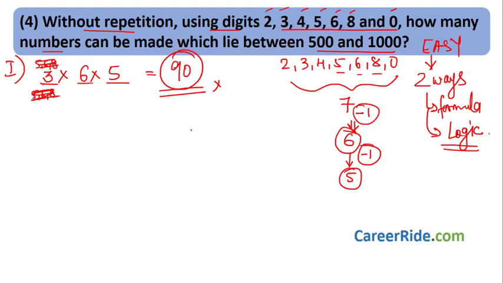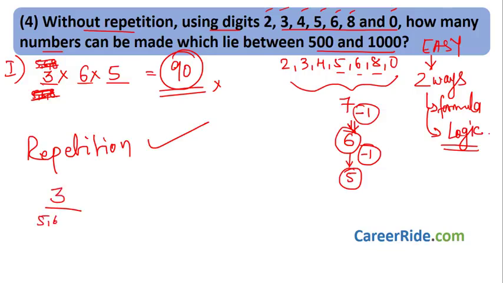If they say repetition is allowed, what will be the answer? Let us see. First we want the number between 500 and 1000. So there are 3 possible choices again over here, 5, 6 or 8. Second number, third number: even if we use 1 number over here, repetition is still allowed. So again we have the entire set, that is 7 possible choices.